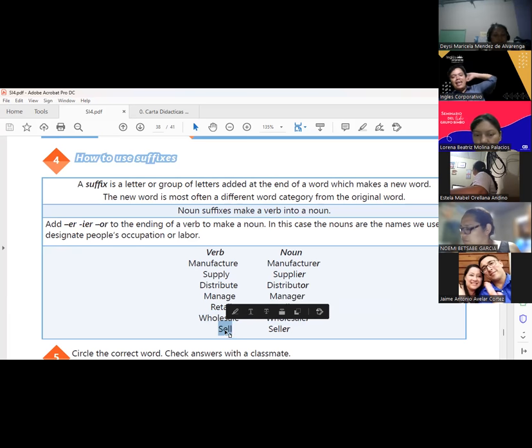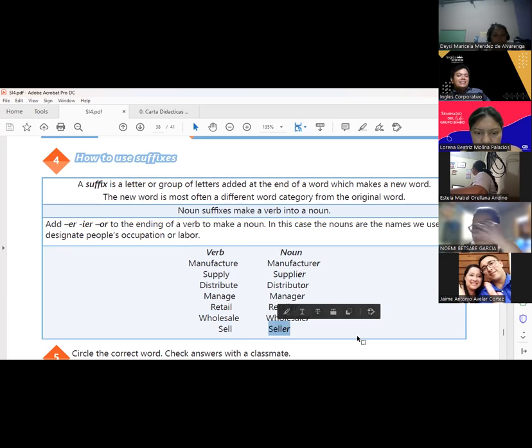And sell, what is sell? Vender. Exactly. So now, just by adding er, you become sell in seller. What is a seller? Vendedor. Exactly, right? Now you got the person over there.